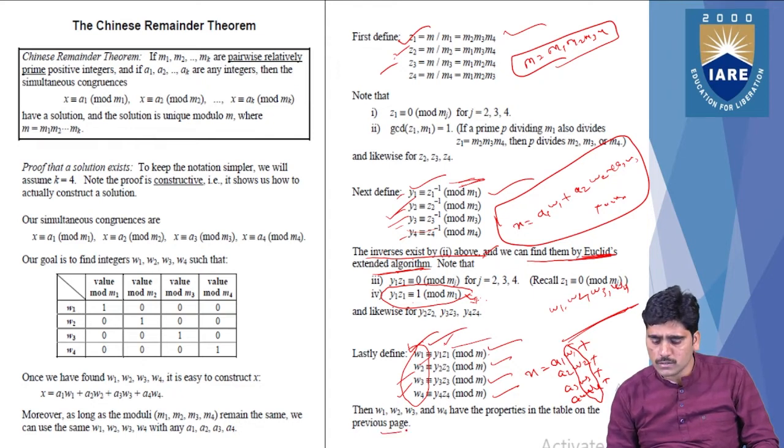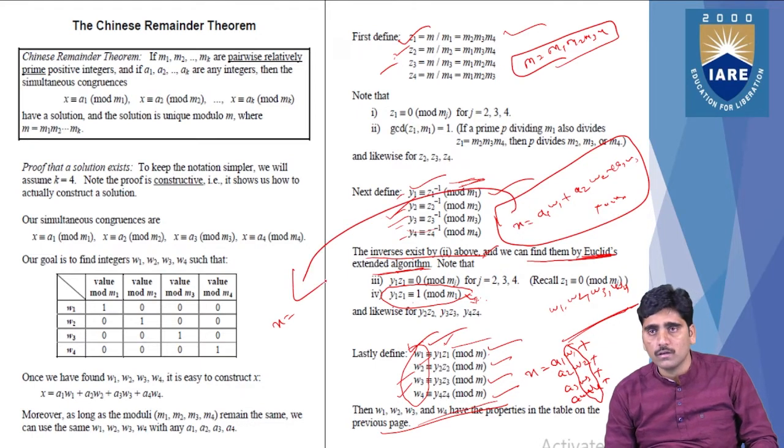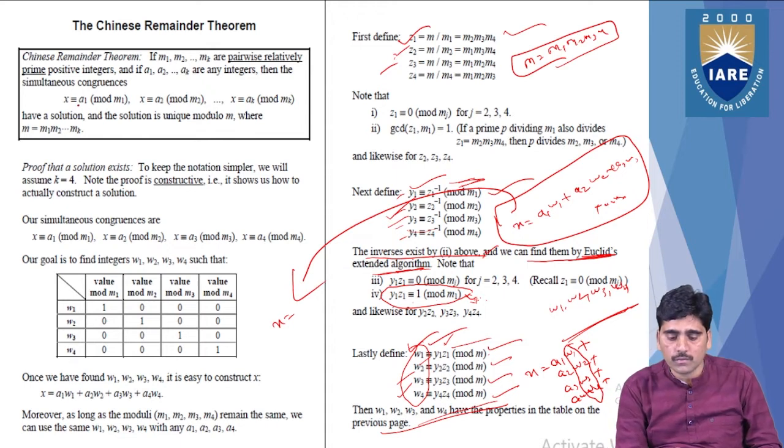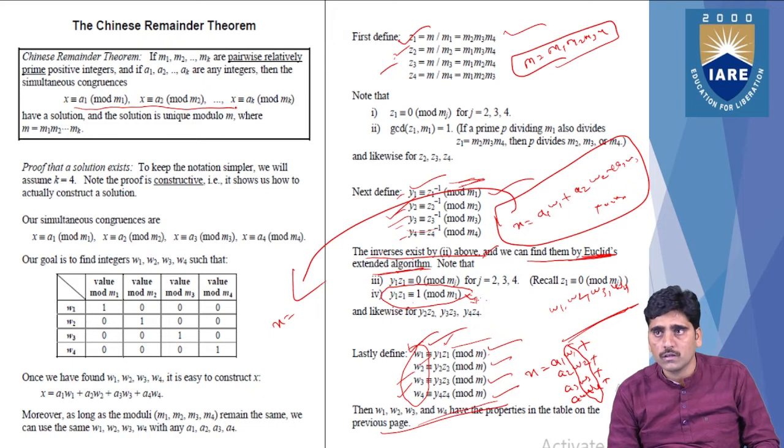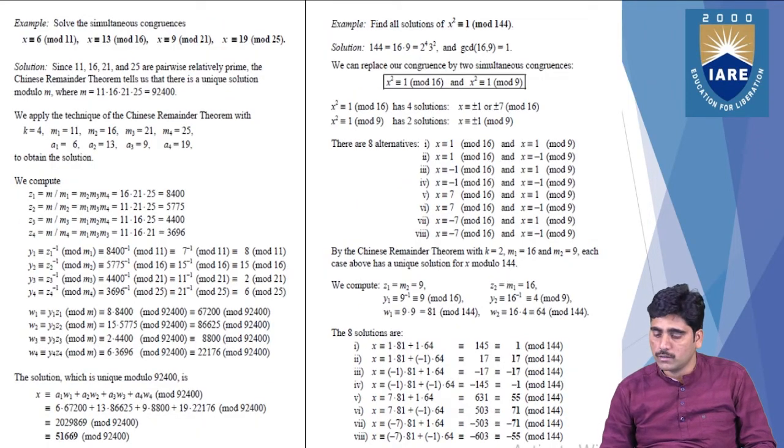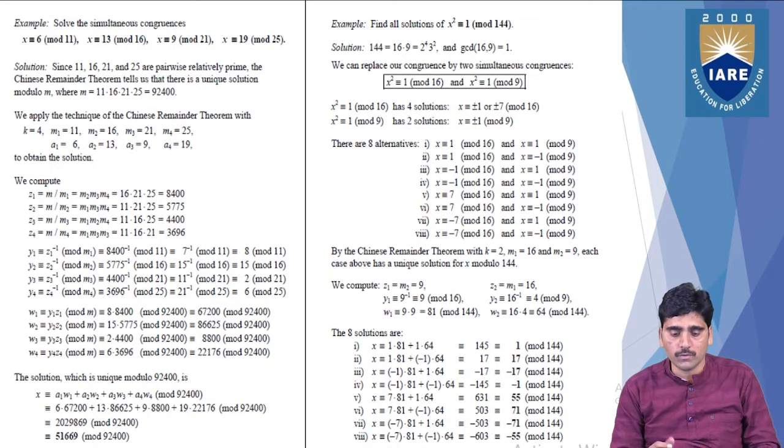This is the way you can obtain the solution X equals A1 W1 plus the rest, right? So here you will have a problem like X equals some values, X equals some values. Then you can find the W values with the help of Y and Z values. Once you get the Z values, then the Y values, then you can write the W form. Right. Now you can see one example.